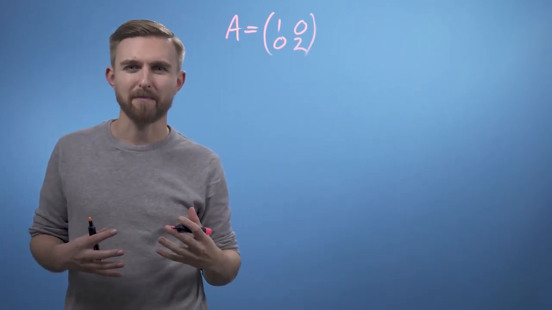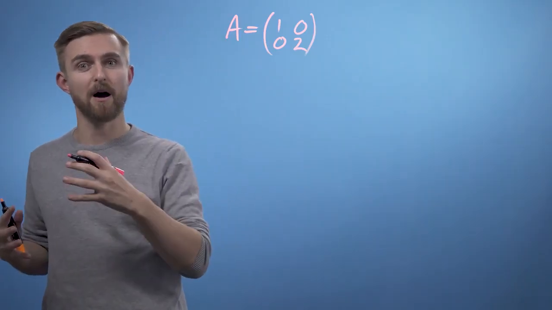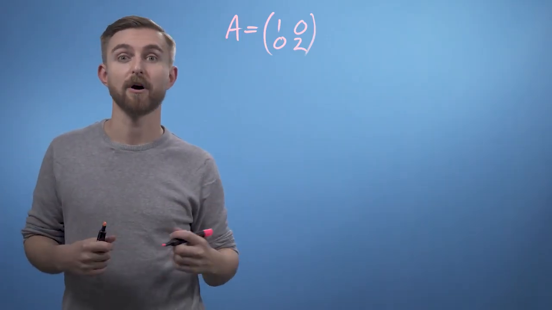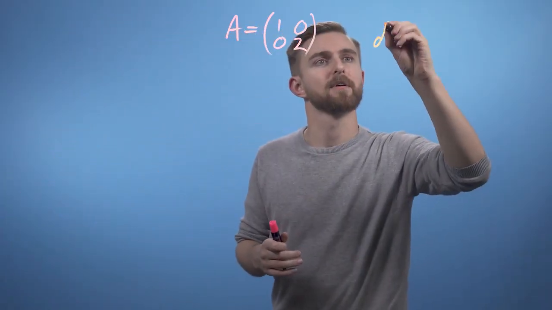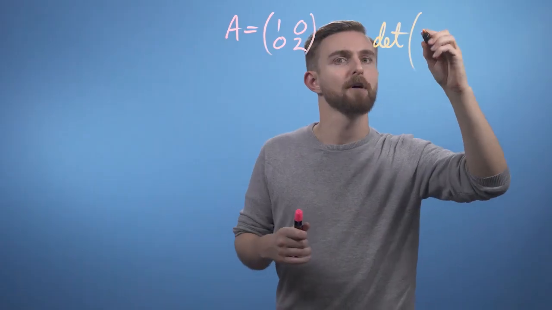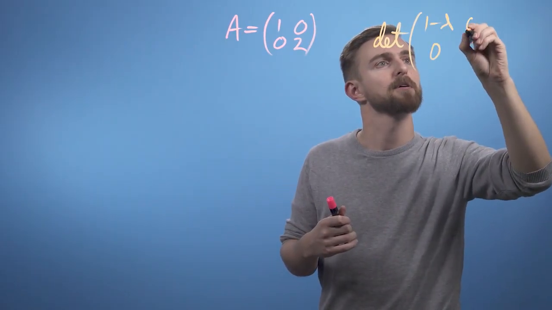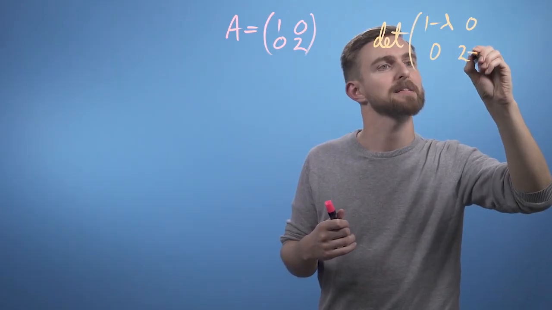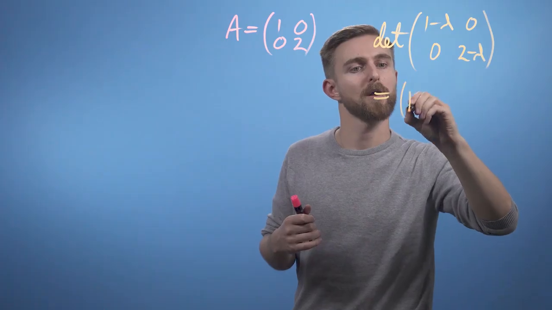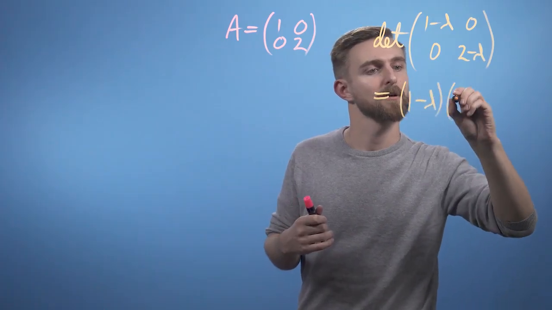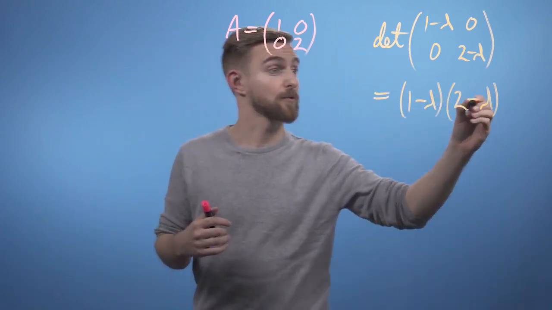We can then apply the method that we just described and take the determinant of A minus lambda I and then set it to 0 and solve. So, the determinant of (1 minus lambda, 0, 0, 2 minus lambda) equals (1 minus lambda)(2 minus lambda), which is of course equal to 0.